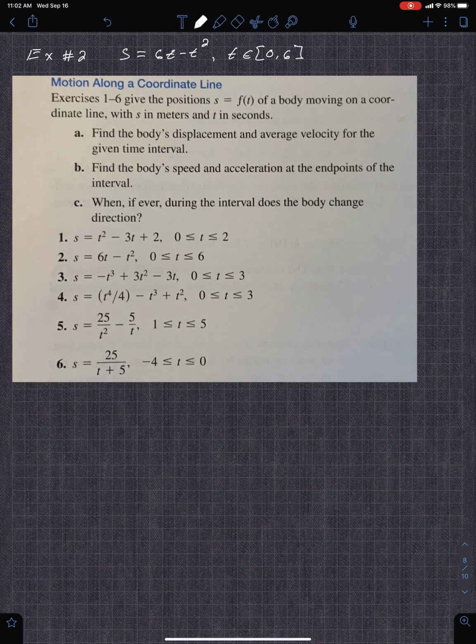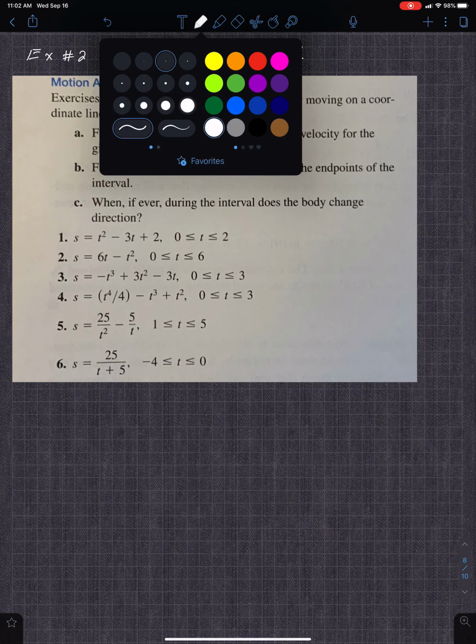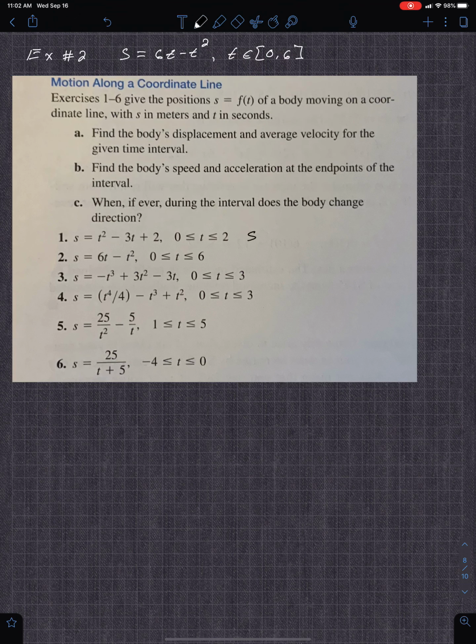Okay, so let's go through this question now. Now it's all there. So, if you know you're going to be finding velocity and acceleration, just start taking derivatives. It kind of makes you feel better. So let's go ahead and just do S prime. So S prime is just going to be 2t minus 3, derivative of constant 0.